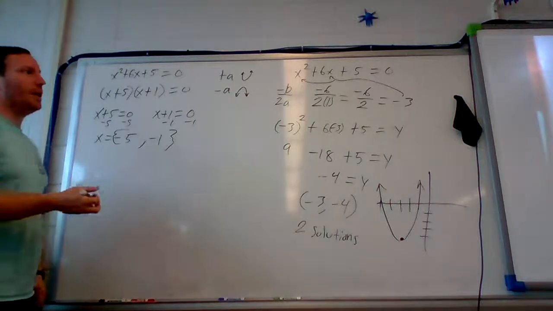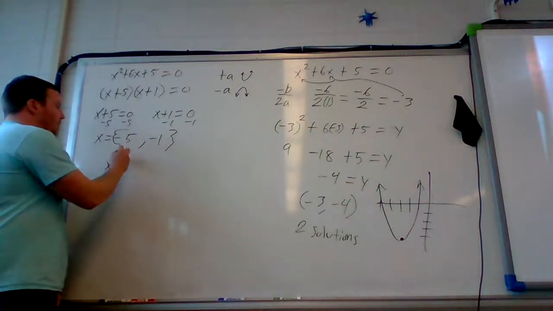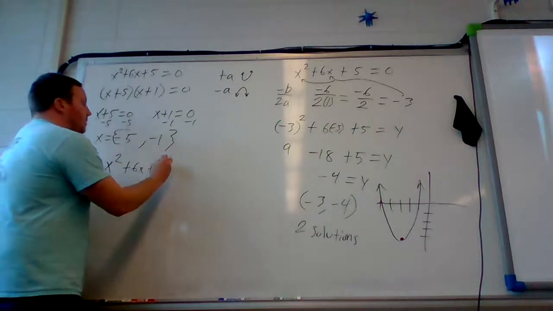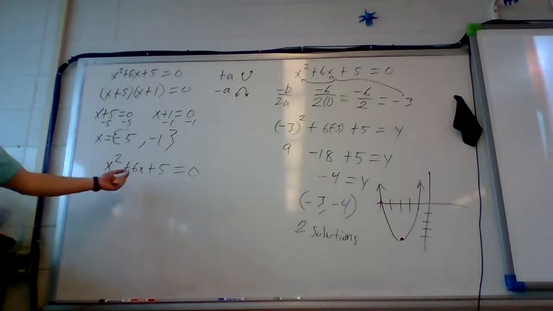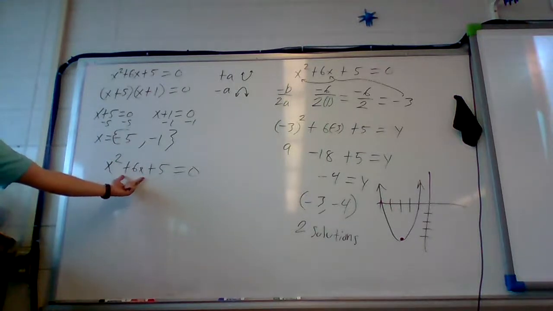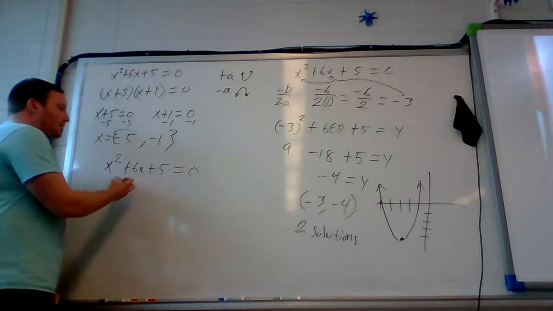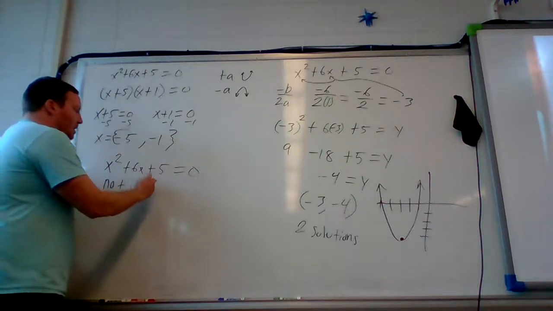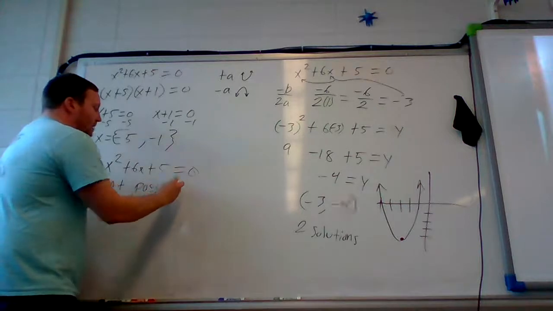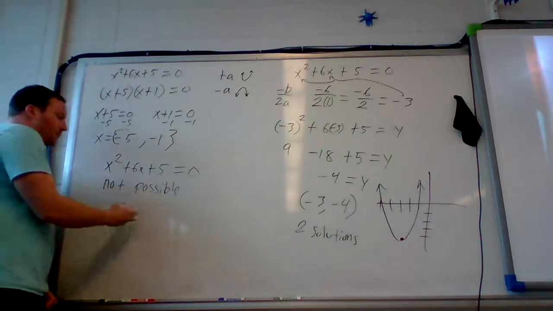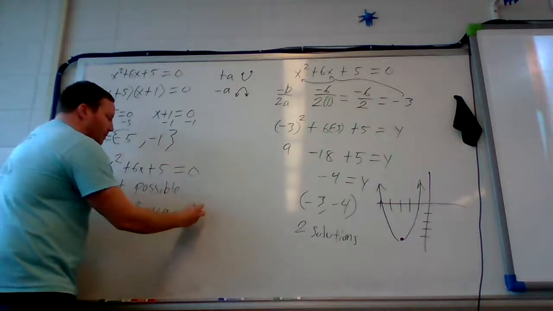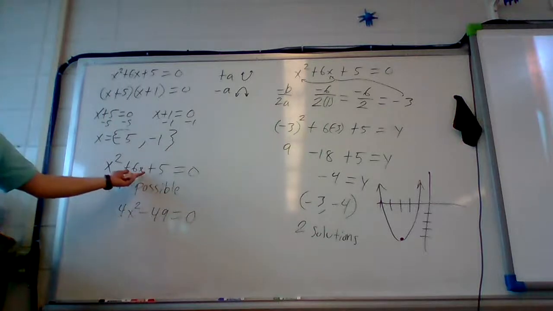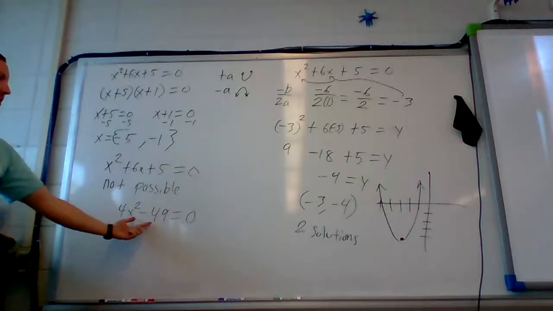Another way we can solve quadratics is by taking square roots. We have x squared plus 6x plus 5 equals 0. However, because we have this 6x term, we have a b term that is not 0, we cannot actually solve it by taking the square root. So in this case, it's not possible. But let's say we had an equation that was like 4x squared minus 49 equals 0, where we don't have that b term, right? We can solve this one by taking the square root.